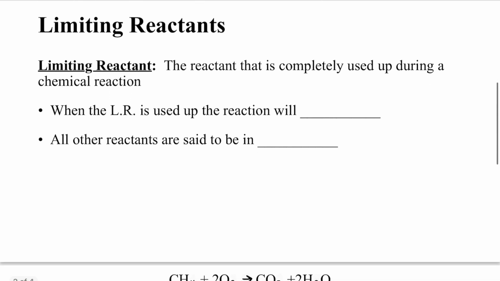So first off, a limiting reactant is the reactant that is completely used up in the chemical reaction. And when the limiting reactant is used up, the reaction will stop. So once the limiting reactant has been completely consumed, the reaction ends. All other reactants are said to be in excess. So there's always one limiting reactant and any other reactants are excess reactants. So let's look at an example problem that deals with this.